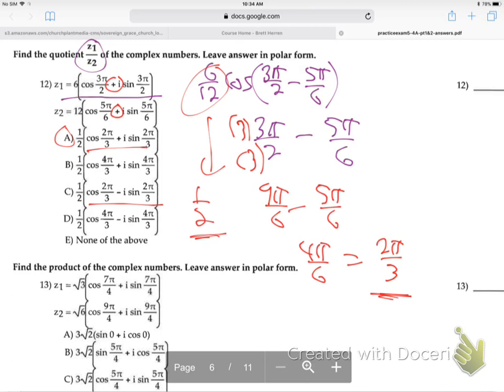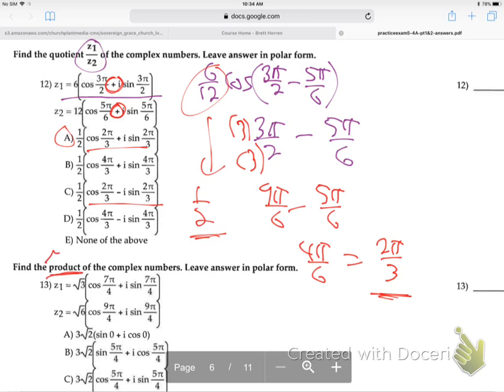Does that make sense? They're trying to fool you with that minus in the middle. Don't bite. The originals both had plus. So it's plus. Is that good? Just divide the numbers in the front, subtract the powers. Let's go on to number 13.